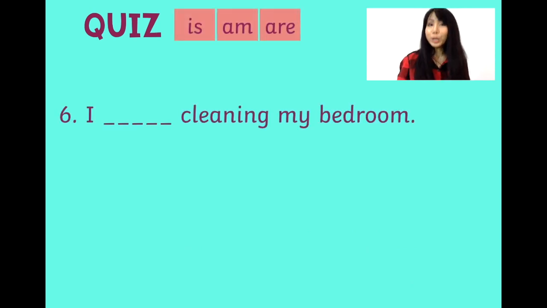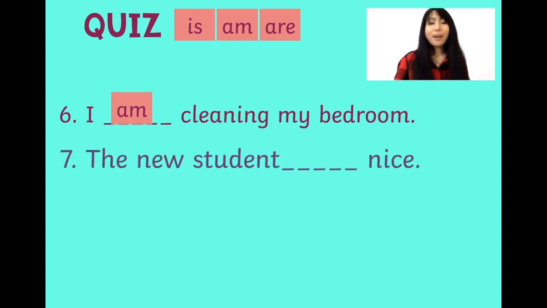Okay, and number 6, I. This is very easy. I, we use it with am all the time, alright? I am cleaning my bedroom. Number 7, the new student. See, no S. So it's going to be is. The new student is nice.